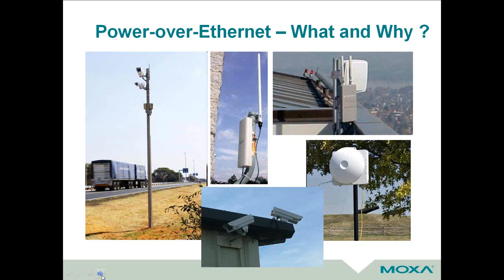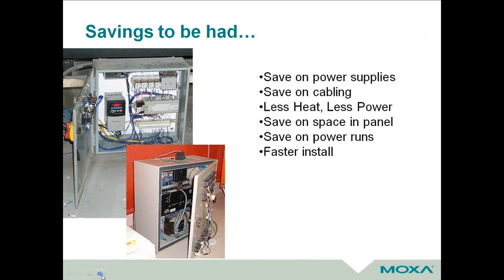But also for other reasons, there's a lot of savings to be had with PoE. You can save on power supplies because you won't need a power supply at the end device. You can save on cabling. You can have less heat and less power consumption, so in general you're saving on power. You're saving a lot of space in a panel if you're an OEM or a machine builder. The panel is usually a very valuable commodity per square inch, so not having to put an extra power supply in there could be very beneficial. You can save on the amount of power runs you have.